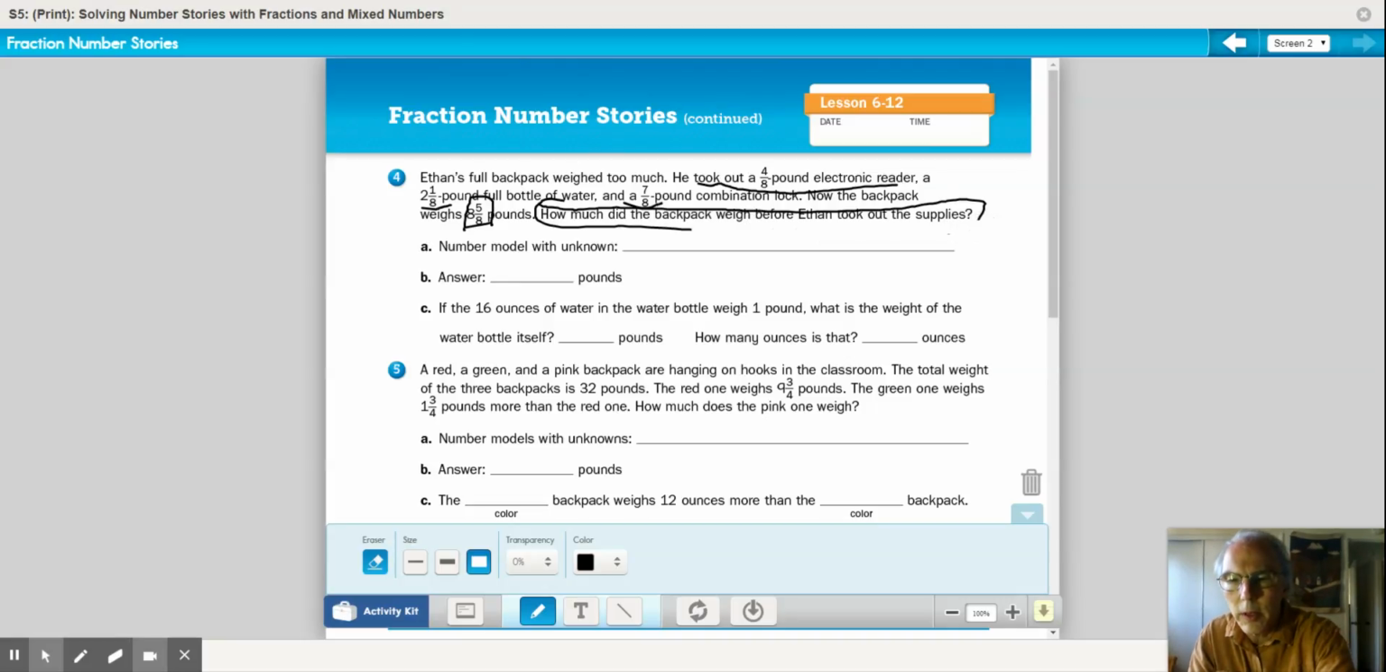See if I can do this better next time. Okay, there's our line. How much did it weigh? Blah, blah, blah. Before we took out the supply. So we know it now equals 8 5/8. And I know you can write a lot faster than me.